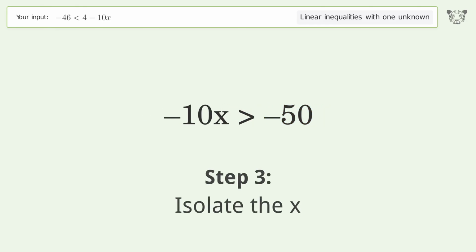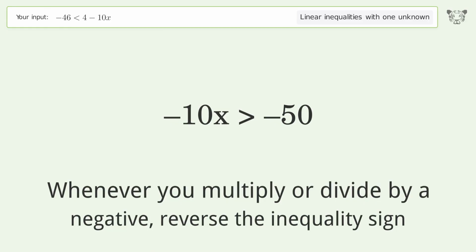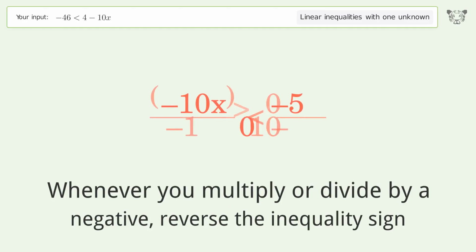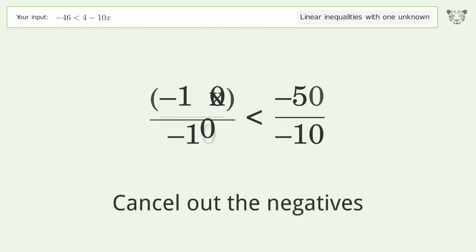Isolate the x. Divide both sides by -10. Whenever you multiply or divide by a negative, reverse the inequality sign. Cancel out the negatives.